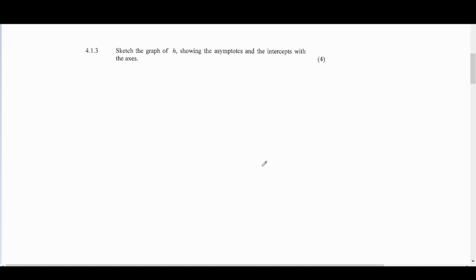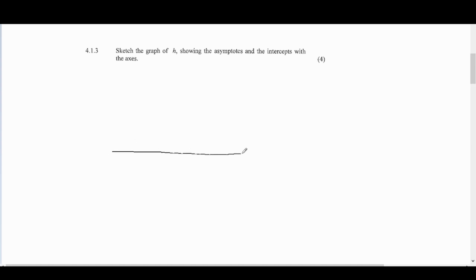It is asking us to sketch the graph of h, showing the asymptotes and the intercepts with the axis. So you could actually see where this was going. They were kind of asking you for all the little bits and pieces, and now they're asking you to put it all together. So we'll just sketch our graph.